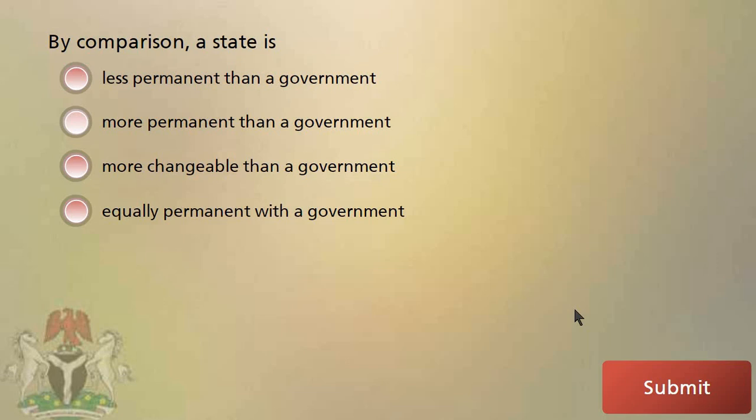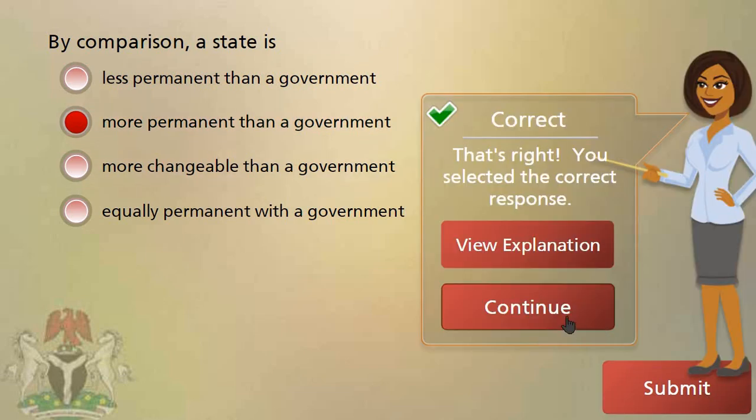Question 8. By comparison, a state is: A. Less permanent than a government, B. More permanent than a government, C. More changeable than a government, D. Equally permanent with a government. One of the features of a state is that it is permanent. Take note of that. This means that a government comes and goes, but the state will always be there. So the right answer will be B, which is more permanent than a government.